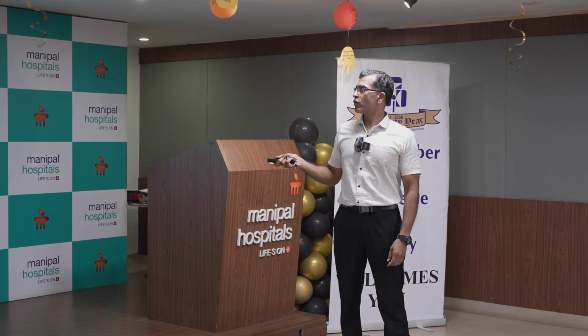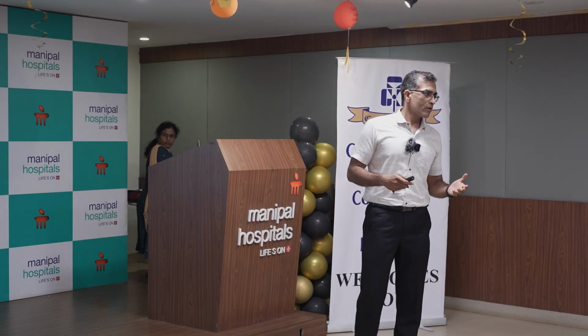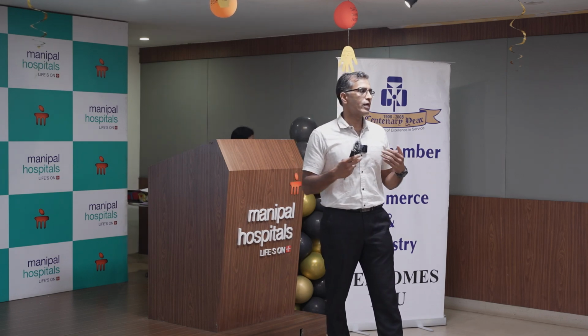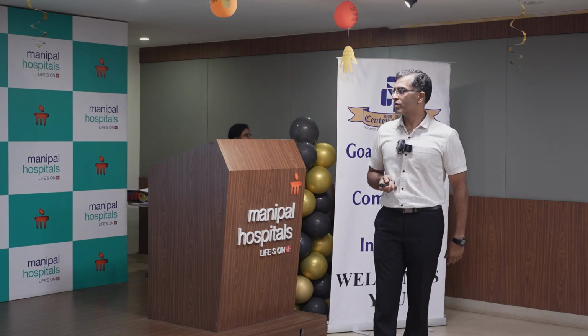Primary prevention is when you already have risk factors, so the disease comes, but you prevent complications. Secondary, you already have complications, you prevent worsening of complications. And tertiary, a lot of complications have happened, but still we try to do certain things that help in leading an active life. So these are the four stages of prevention.